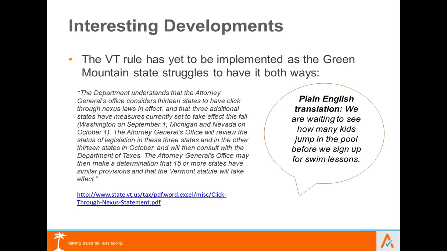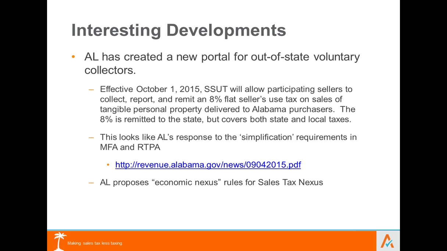So technically speaking, click-through nexus is on the books in Vermont, but will not be enforced until the Attorney General in Vermont certifies that 13 other states have click-through nexus, which I think has been hit now. So chances are Vermont's going to be added into that mix as well.